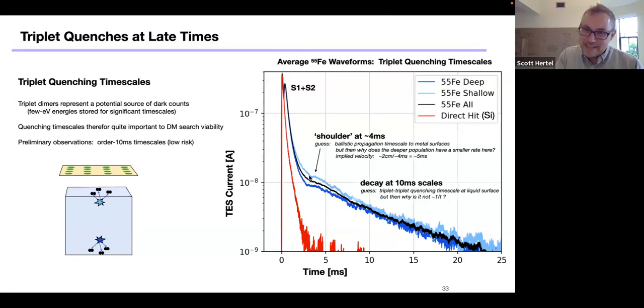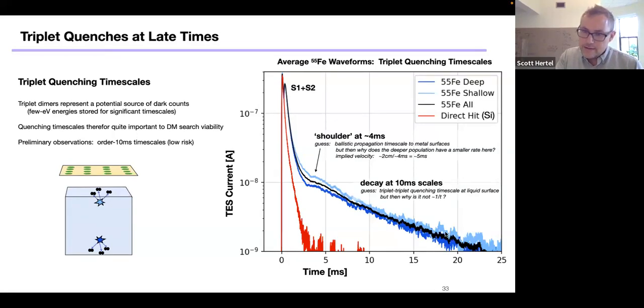But then it doesn't really make sense when you look at Z dependence. Why would that shoulder have a higher rate for events at the top and a lower rate for events at the bottom? The solid angle argument from before would say that should be swapped. We should see more quenching on metal for events near the bottom. So something doesn't make sense there with my first guess.